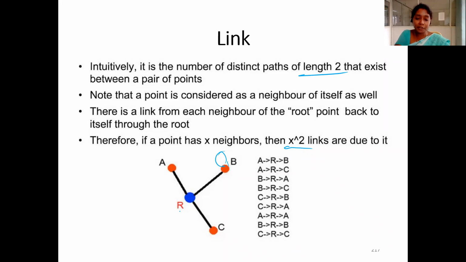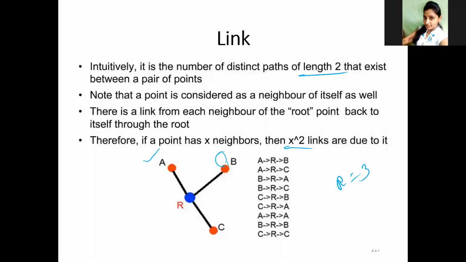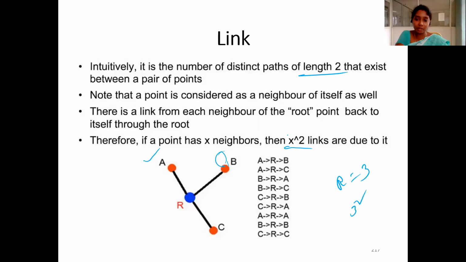Suppose, in this picture, how many neighbors are there for R? R consists of 3 neighbors: A, B, and C. So how many possible links are there for R? 3 square. Yes, 3 square. Because if there are 3 neighbors, we have 3 power 2 possible links.